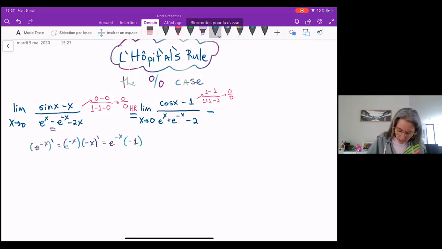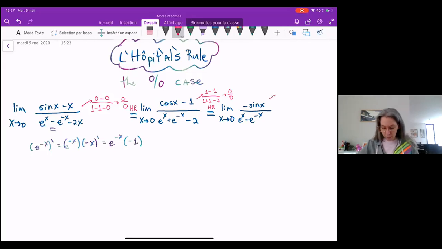So I'm just going to immediately apply L'Hopital's rule again, HR on the top, limit as x approaches 0. The derivative of cosine x is negative sine x. The derivative of e to the x is e to the x minus e to the negative x because of the derivative that we just took down there. And now we're going to plug in again. Sine of 0 is 0. I have 1 minus 1 on the bottom. So I actually end up with 0 over 0 again.